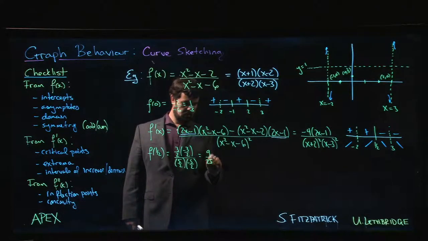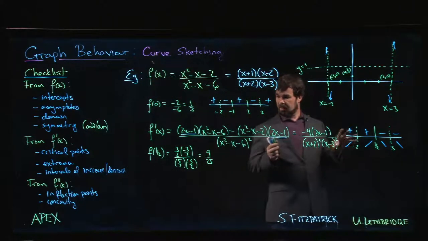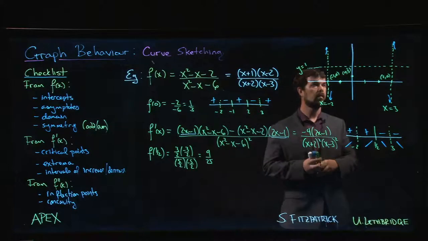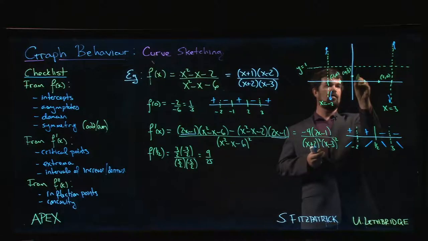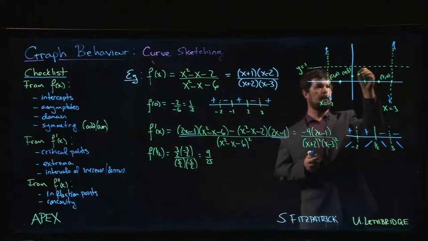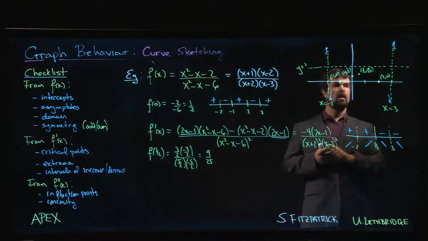Minus signs cancel. 9 over 25, which is slightly bigger than a third, right? A third is 9 over 27. So that checks out, right? So at 1/2, we're just ever so slightly above a third. We're about there. We mark that point. Okay, and that's going to be our maximum.